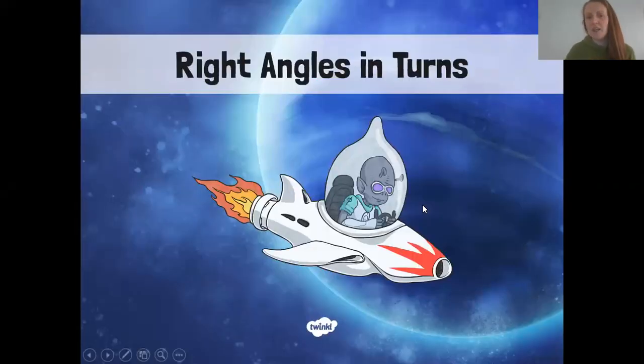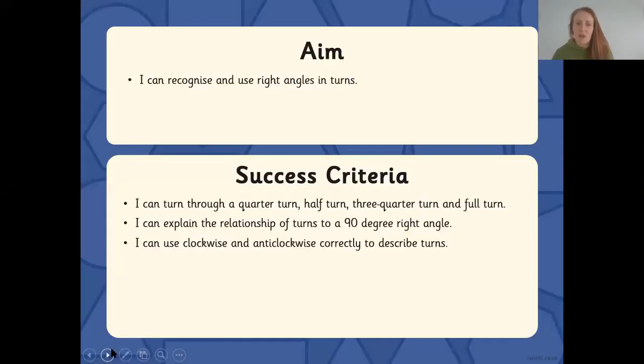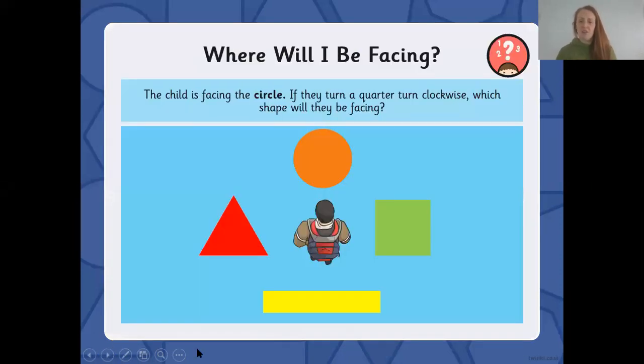So right angles in turns. That's what we're looking at today. Just like Sten in his boat, moving all the way around. So today we're going to recognise and use right angles in turns and for direction. So let's have a look at these 4 shapes.